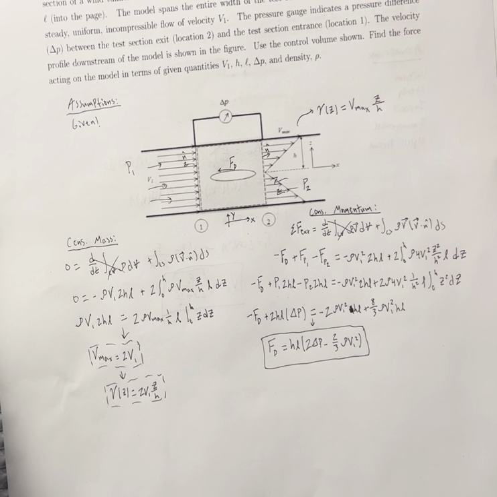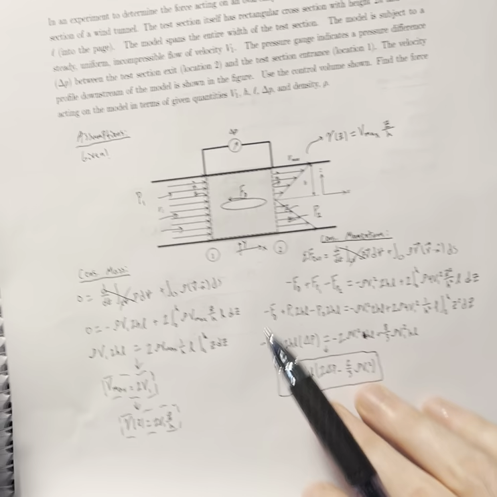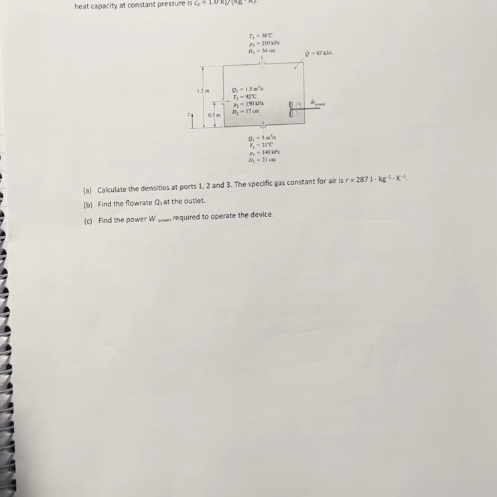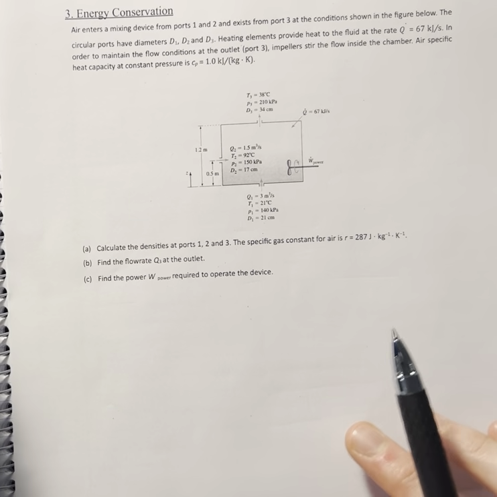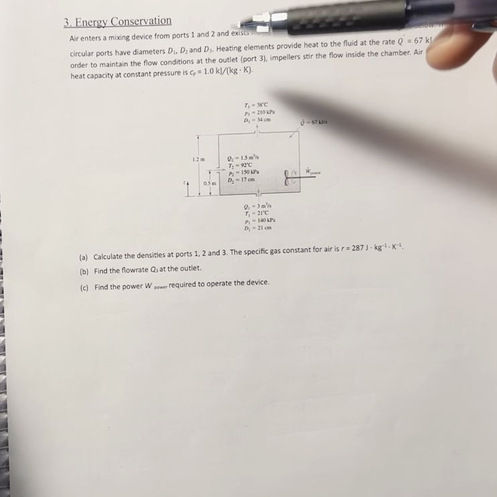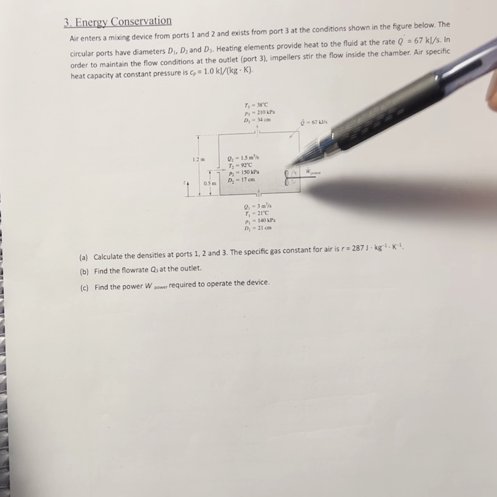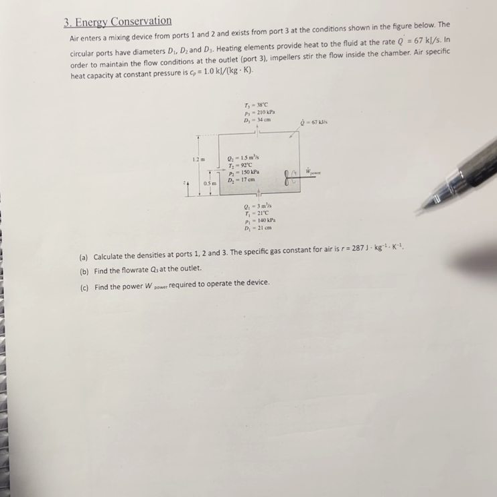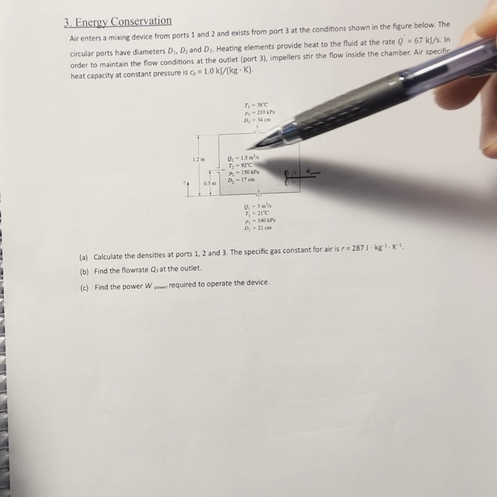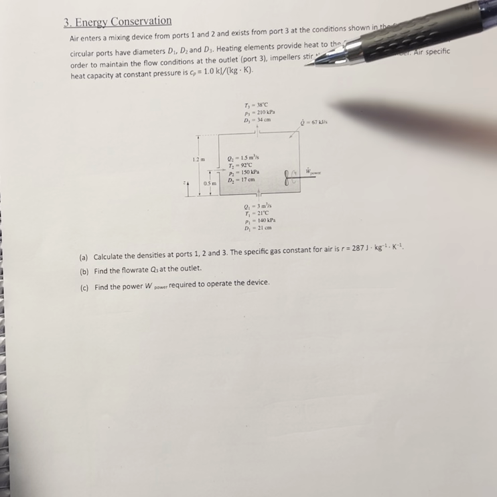And so now let's move on to problem 3, which is the tougher one. It's energy equation one, and energy equation problems aren't necessarily that hard, but they just have a lot more terms going on. So in this one we have air entering this mixing device from ports 1 and 2, and exiting from port 3 at the conditions shown in the figure. So we have all of these flow rates, temperatures, pressures, diameters, all that stuff is given.